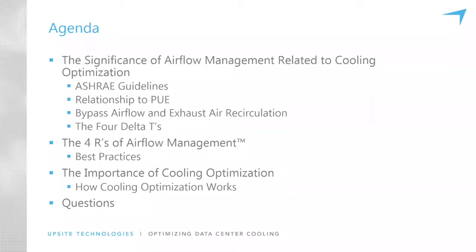ASHRAE guidelines, of course, the relationship to PUE, bypass airflow and exhaust air recirculation, along with the 4 delta T's, are some of the most important science behind the process. And I hope, as we go through this, to create some understanding about where some of these recommendations are coming from. There's a lot of recommendations in the industry flying around, and a lot of misconceptions and half-truths, and hopefully we'll dispel those and provide some clarification on a lot of those issues.